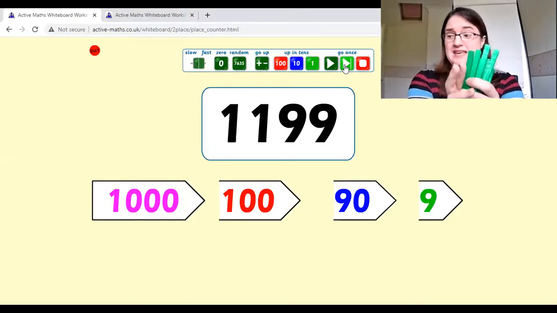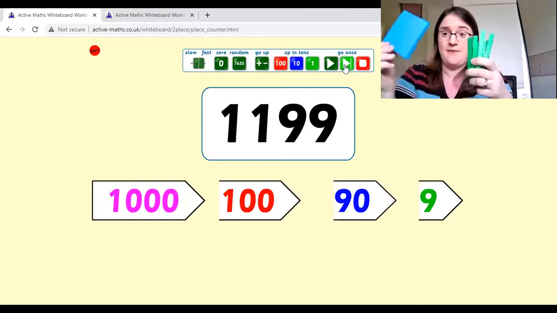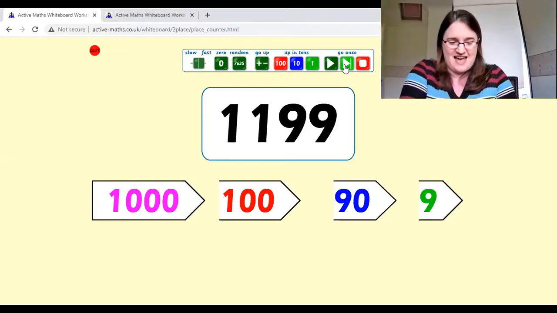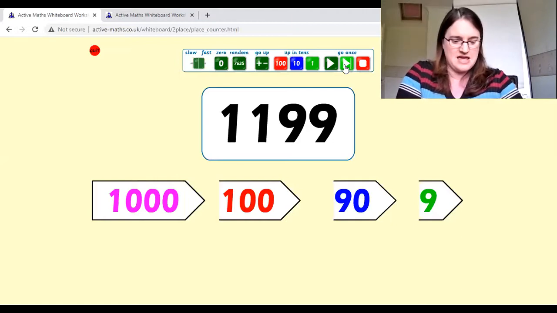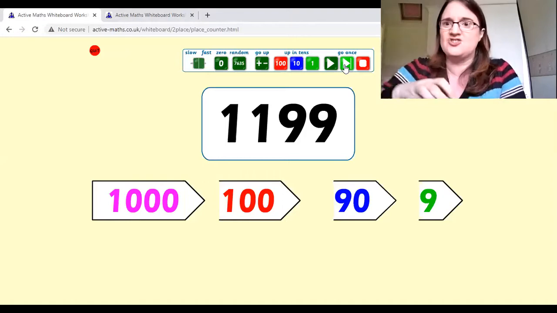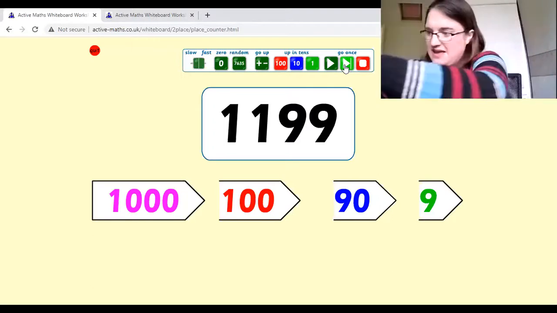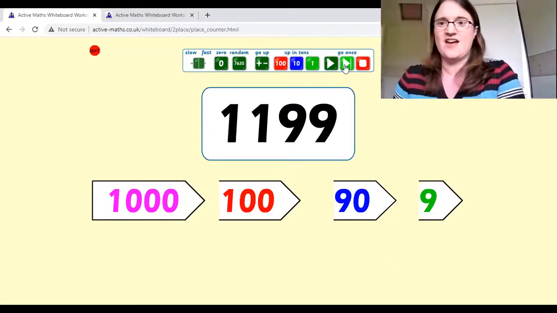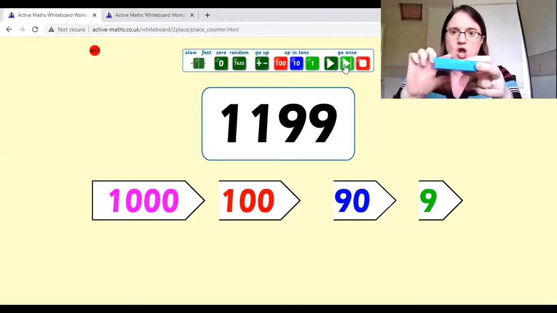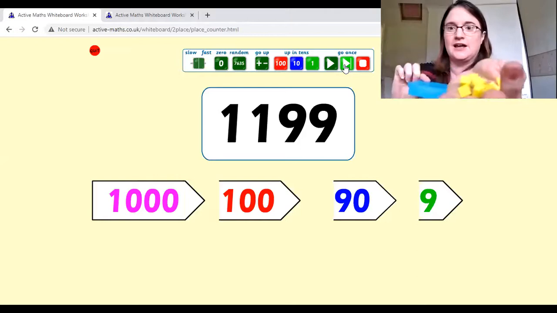So what am I going to do with these? Well, I'm going to swap them. I'm going to exchange them for one of these. Because if I have 10 of these, I'm going to lay them and show you. They make 100. 10 tens lie on there and make 100. So I've now got 100, swapping these over, I'm exchanging, and I've got 1,200, and I've still got my 9 here.